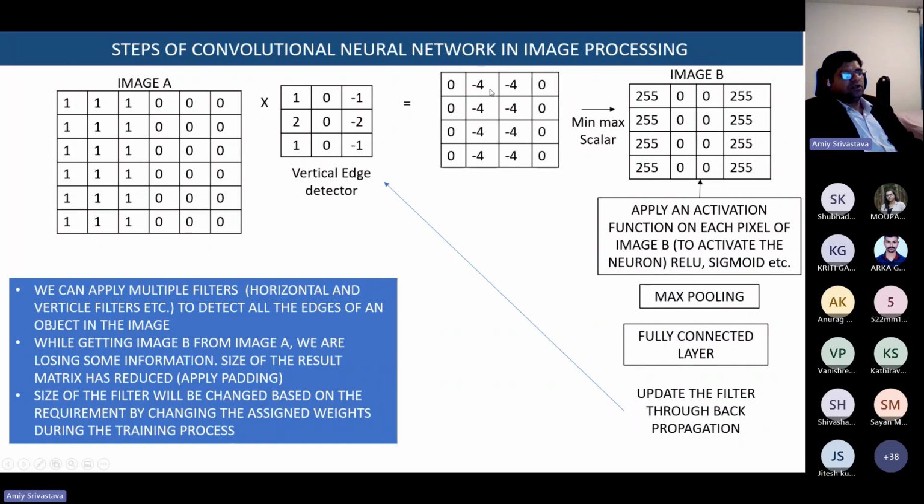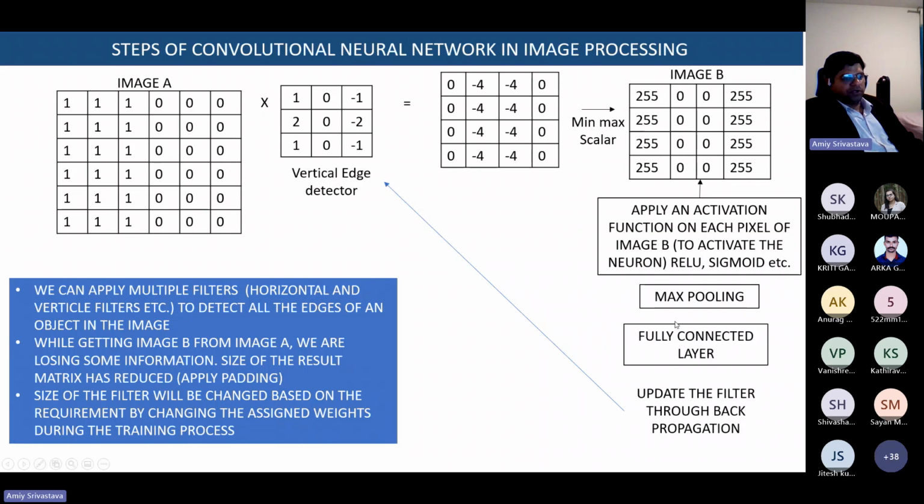So minus four, as I told you in the previous image, the minimum value is basically white. So the intensity corresponding to the minimum value is zero, and the intensity corresponding to the maximum value is 255. And then after that, we apply an activation function on each pixel. Then we can perform max pooling.